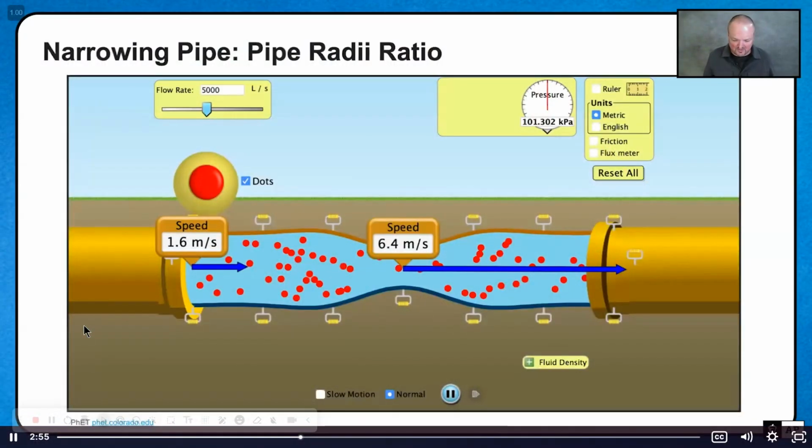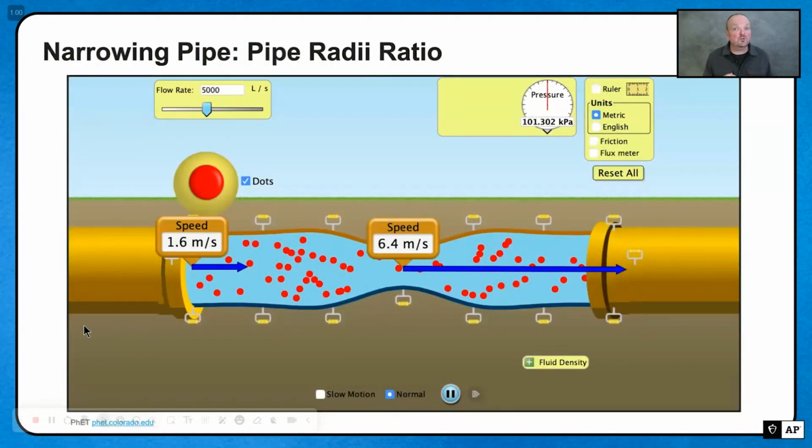With some practice problems. Here's the first one. I used the simulation in the last video to look at how narrowing and widening the tube affects things. And I've got some speeds here. You notice at the left spot, I have a speed of 1.6. And in the narrow spot, I have a speed of 6.4. That's 4 times as much.